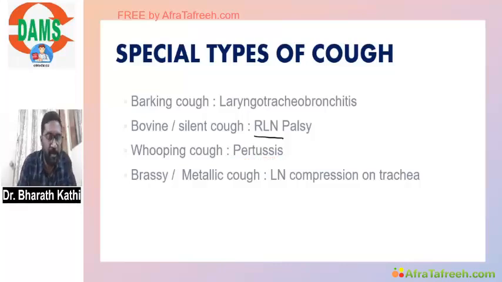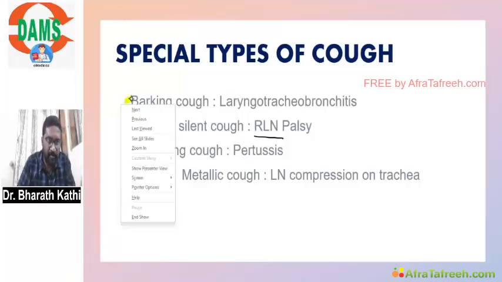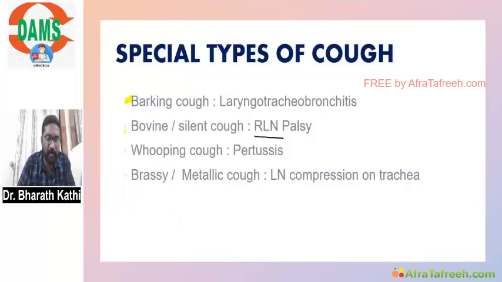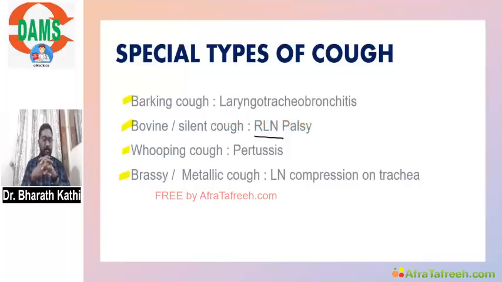All this will be available as a recorded video once this session is completed. As a postgraduate, you should at least know the special types of cough. What is barking cough? What is bovine or silent cough? What is whooping cough? And what is brassy or metallic cough? Barking cough, bovine or silent cough, whooping cough, then brassy or metallic cough, which is characteristic of lymph node compression on the trachea.